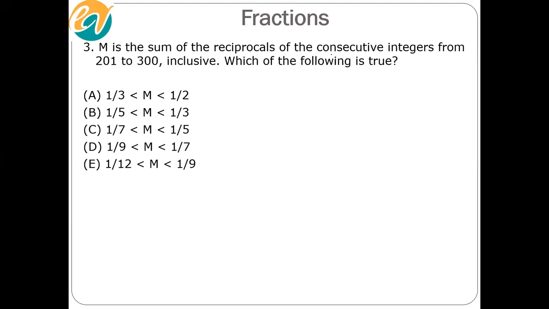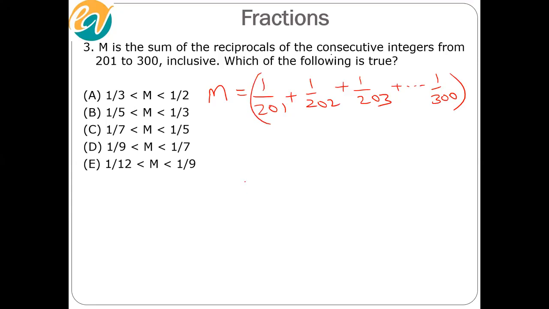M is what? Sum of reciprocals of consecutive integers from 201 to 300 inclusive. What does it mean, guys? M is the sum of reciprocals, 1 by each integer, inclusive. Very nice. So let's first get this clear that this is what the question is saying. This is what M is. And then it says which of the following is true as far as M is concerned.